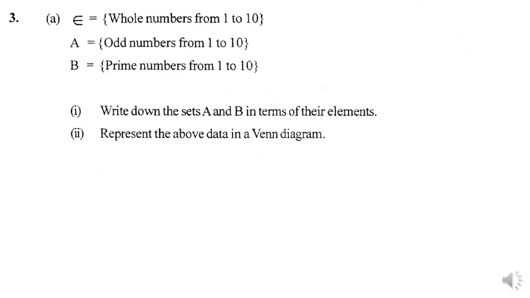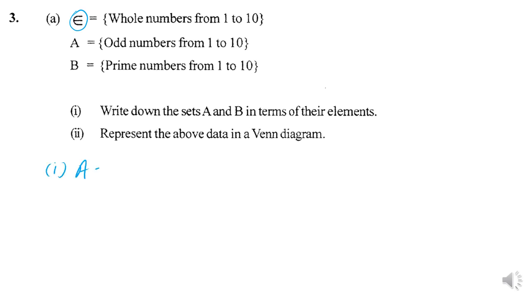And here you have to take this kind of sets problem, and you have this sign, and this shows the universal set, and A denotes odd numbers from 1 to 10, and B denotes prime numbers from 1 to 10. Write down the sets A and B in terms of their elements, and you can write A. I'm writing the answer for the first part.